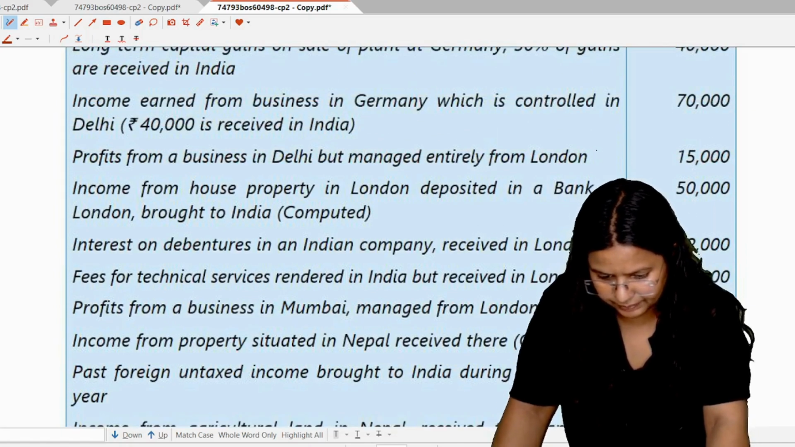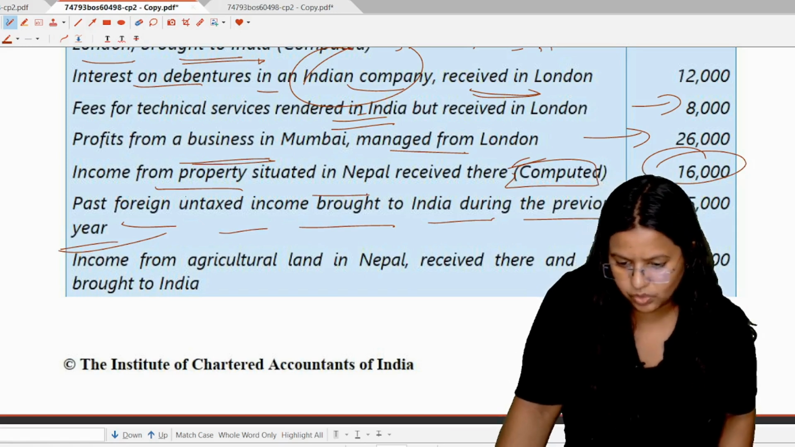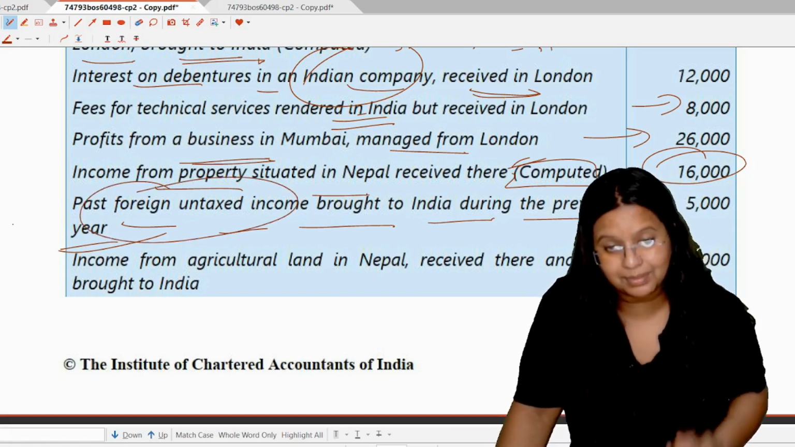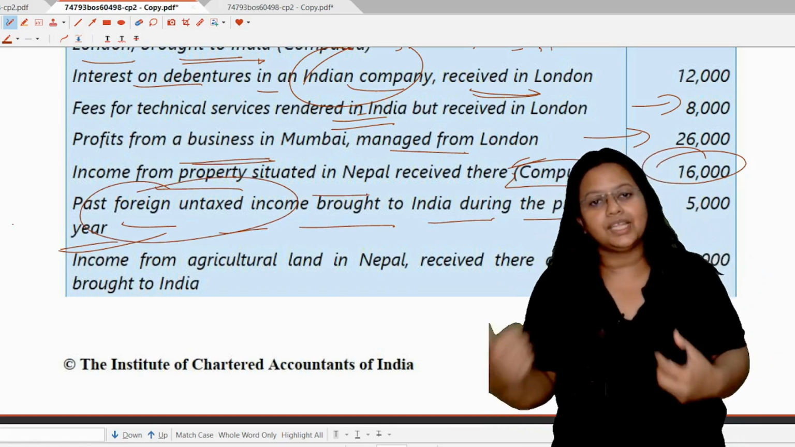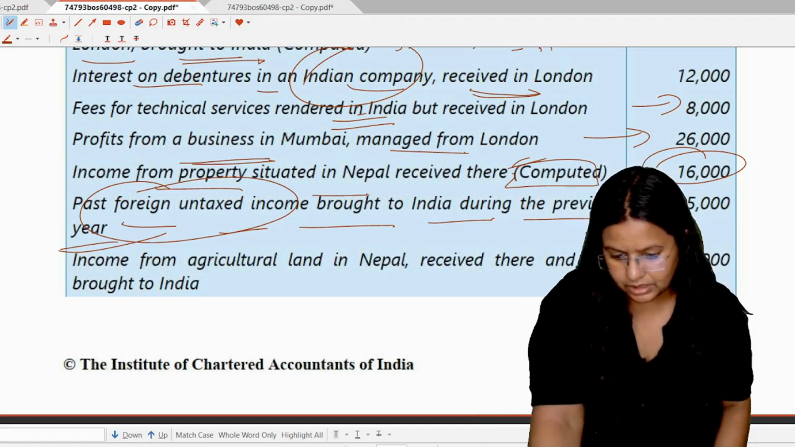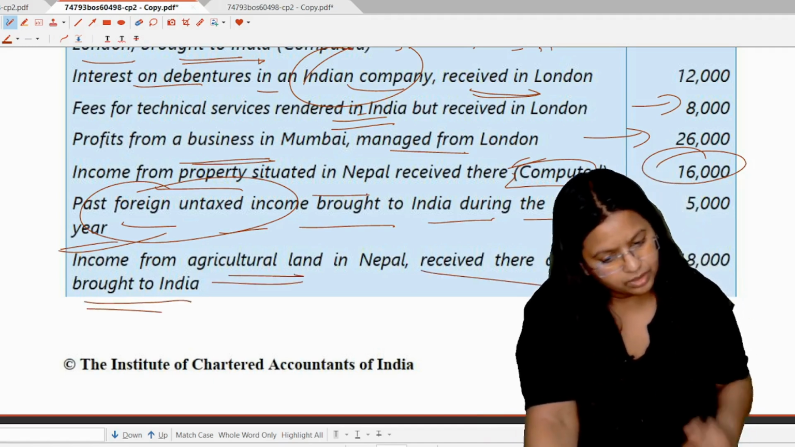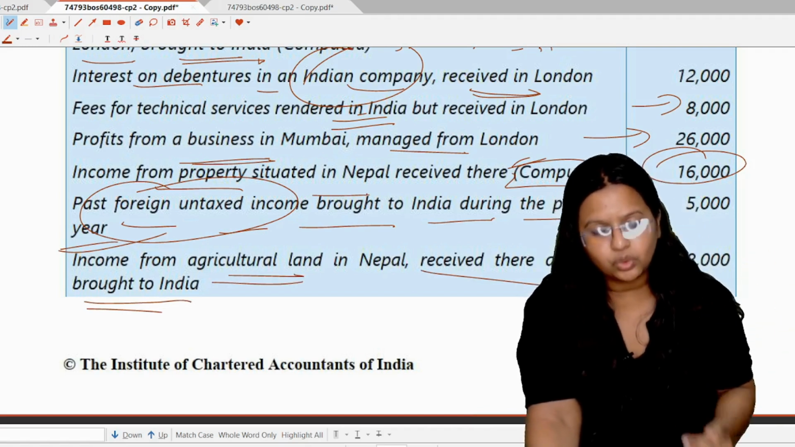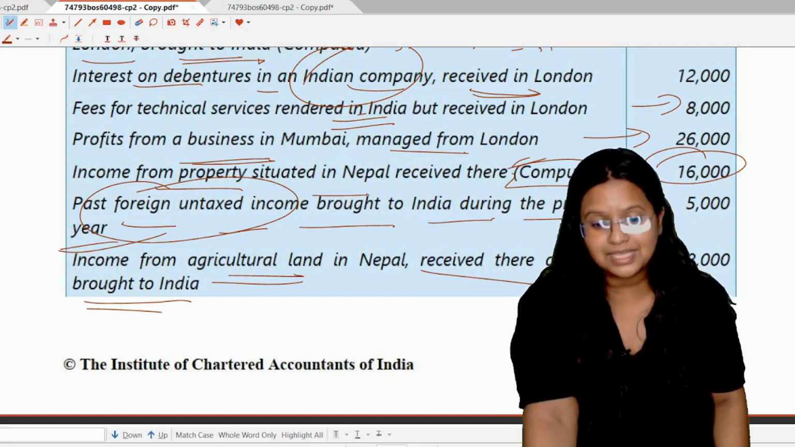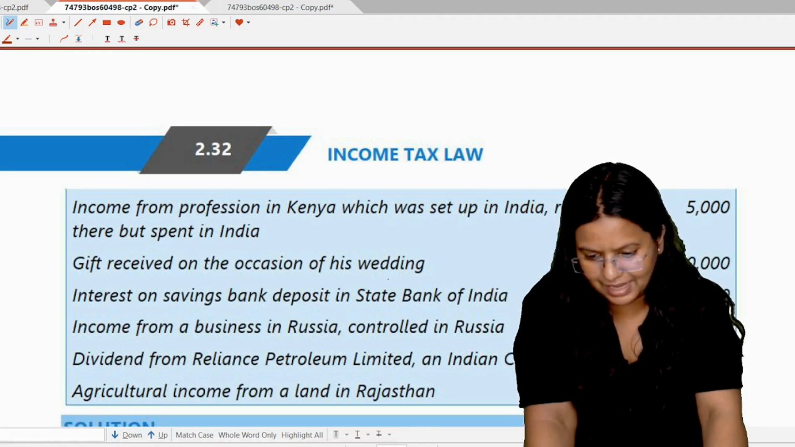Next point is, ma'am, why is it not taxable even for the OR? The reason being, friend, because it is past foreign untaxed income, that is not the taxable income for the previous year. It is just being brought into India in the previous year, so that is not taxable. Income from agricultural land in Nepal received there and then brought to India. Not taxable for the NOR and NR, but taxable for the OR. But agricultural income is exempted? Again, this is an income in Nepal, so that will be taxable.